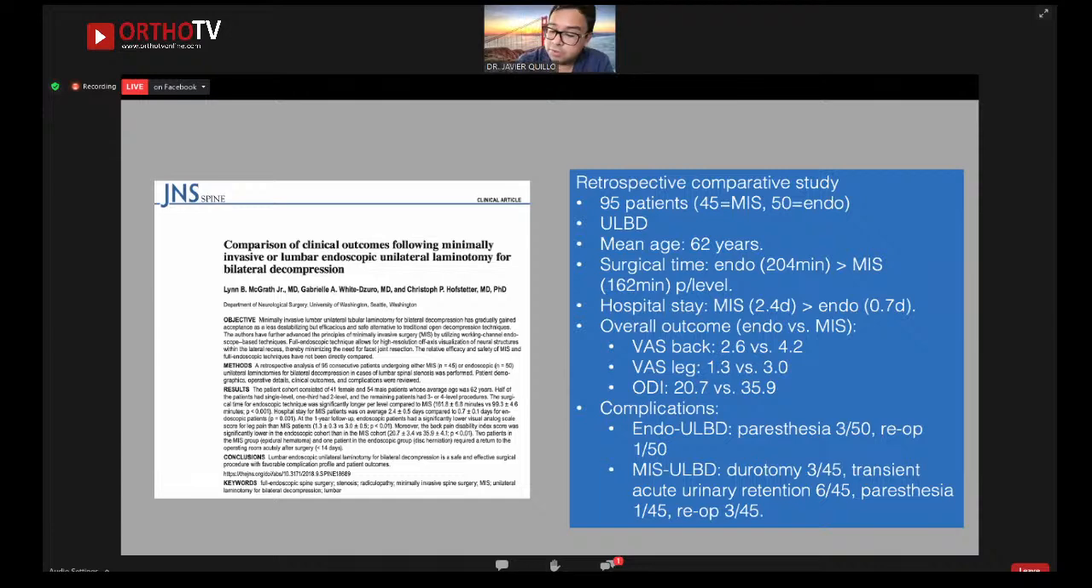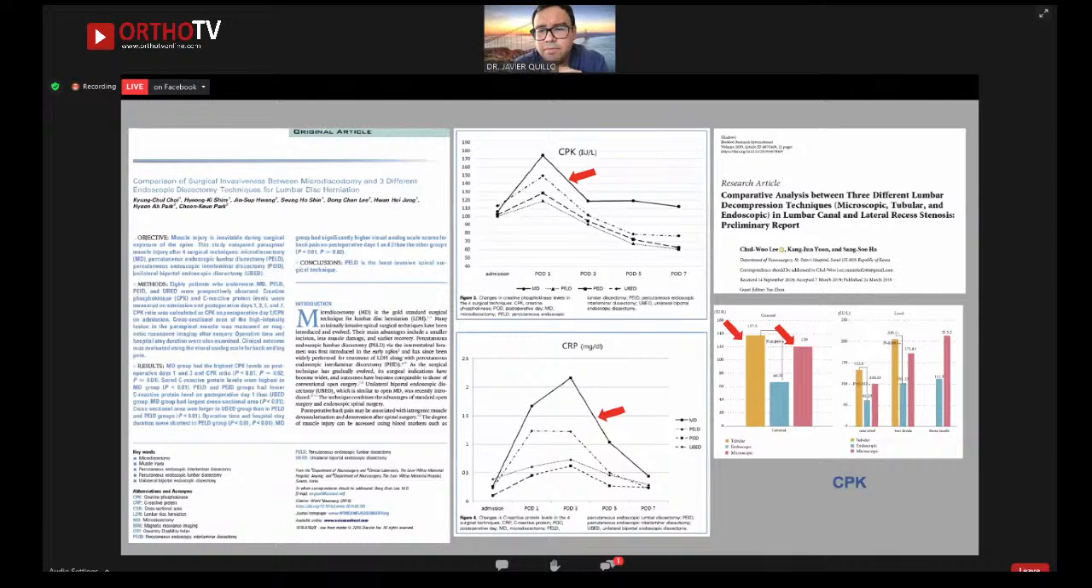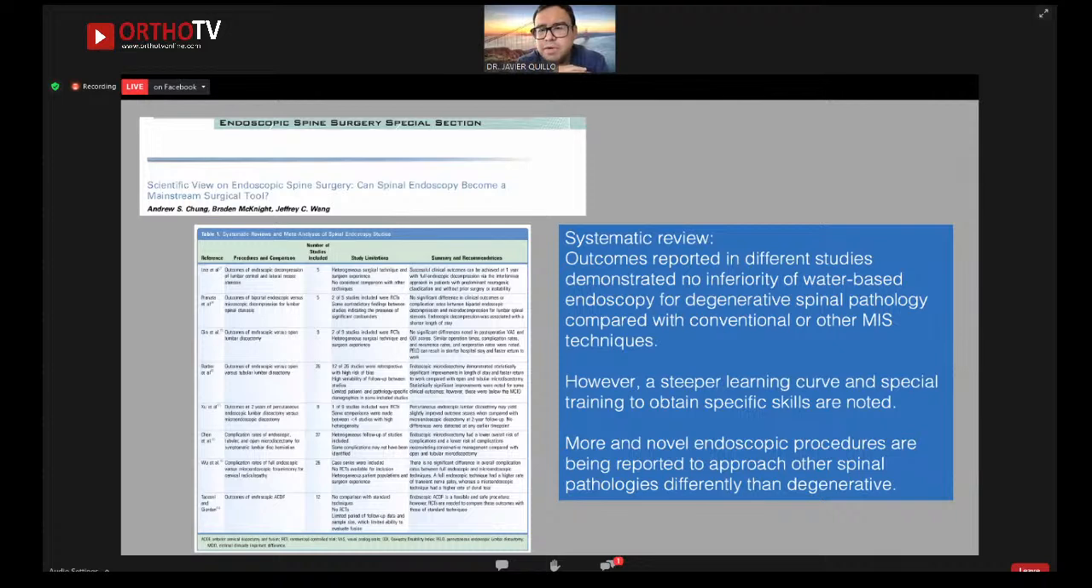Also, we have scientific literature about biological markers. For example, in patients who underwent endoscopic techniques, uniportal or biportal, scientific works demonstrated that biological markers like CPK or CRP decrease over time, and the increase of these markers is lesser compared with tubular or open techniques. Jeffrey Wang recently published a systematic review. They documented that the outcomes reported in different studies demonstrated no inferiority of endoscopy for degenerative spinal pathology compared with conventional or other MIS techniques. So we can obtain similar results with lesser invasiveness compared with open techniques using these endoscopic approaches.